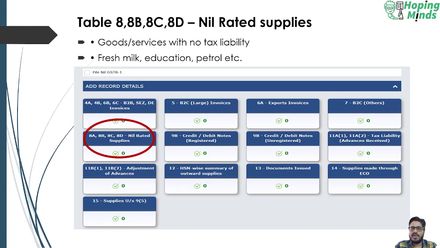An important point to note here is that all the turnover of the taxpayer is required to be disclosed in GSTR-1. That is, whether they are taxable or exempt or nil rated, or even if they do not fall under the ambit of GST and the taxpayer has taken a registration of GST. Under this table, nil rated supplies, exempted supplies other than nil rated, and non-GST supplies are required to be disclosed under the heads like intrastate supplies to registered person, then intrastate supplies to unregistered person, then interstate supplies to registered person, and interstate supplies to unregistered person.